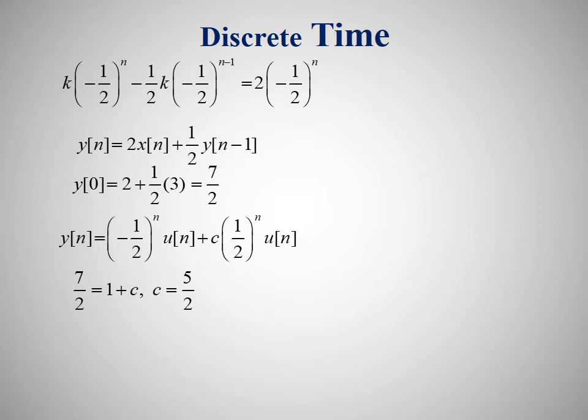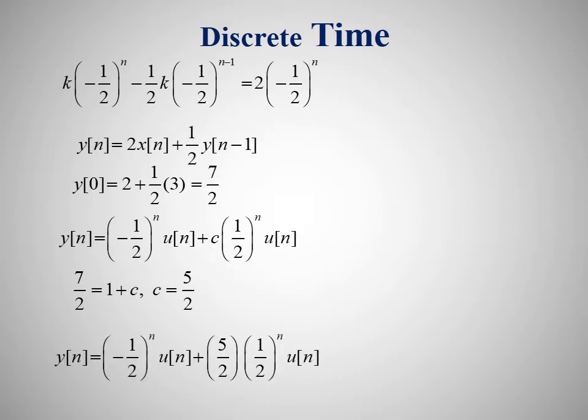when n is equal to 0. Thereby, we get that the value of c is equal to 5 by 2. So, the complete solution for this particular problem is y of n is equal to minus half power n u of n plus 5 by 2 into 1 by 2 power n u of n.